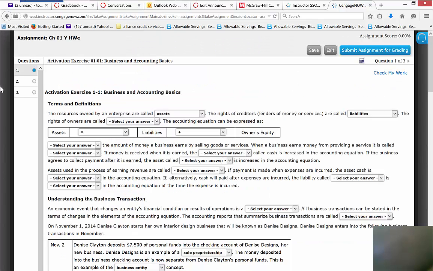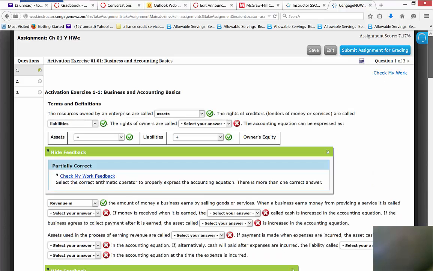So we come up here, and this is just normal pull down, here's the accounting equation. They want to know, okay, assets equals liabilities plus, I've answered that. The amount of money a business earns by selling services, okay, revenue, so you're filling those in. You can click on check my work at any time. It shows all the places I have errors, which is just about everywhere since I haven't done anything yet. Okay, so then I continue with the assignment.